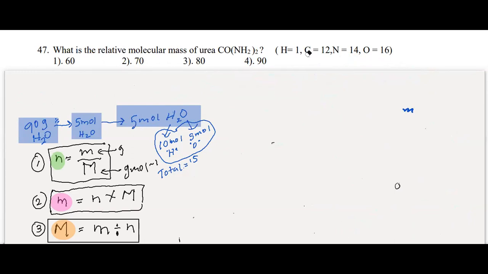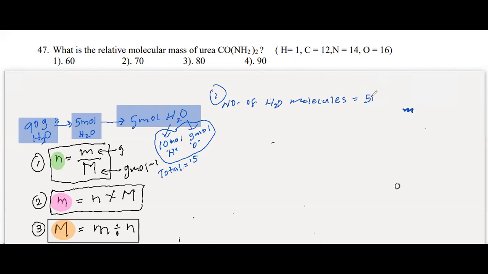If you are given this bit of information, you can get what? 5 moles of water, number of H2O molecules: 5 into Avogadro constant. That is the first question they could ask. Write it, everyone: number of H2O molecules. How many? 5 into Avogadro constant.